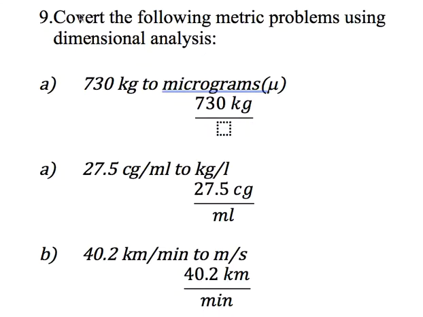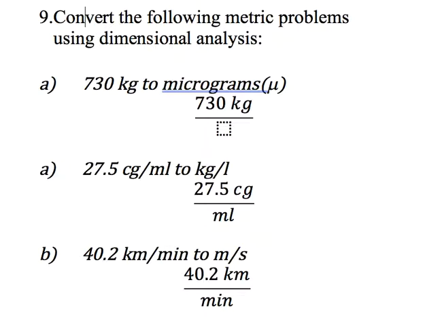Convert the following metric problems using dimensional analysis. 730 kilograms to micrograms. Okay. Now, if you notice, we're going from a prefix to a prefix this time, and when we do that, I'm going to highly recommend that you go to the base unit first, and here's what I mean by that.